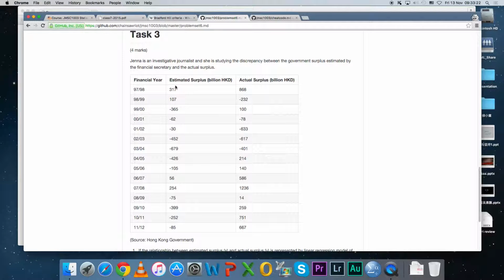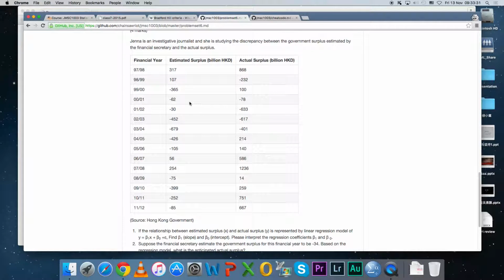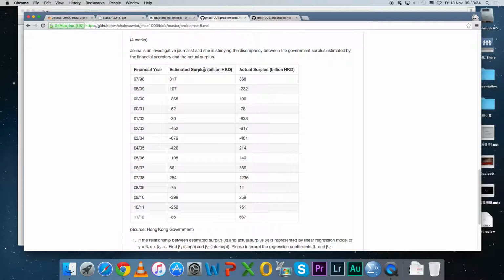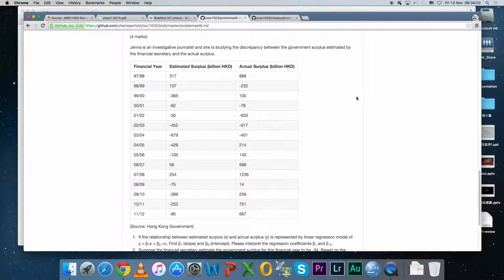Every year, the Hong Kong government will issue the financial statement, and then every year they will do the estimated surplus of the government. And then at the same time, they will report the actual surplus of the previous year. So, such estimation is done by the financial secretary of the Hong Kong government.